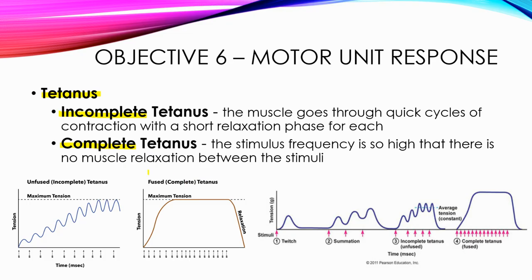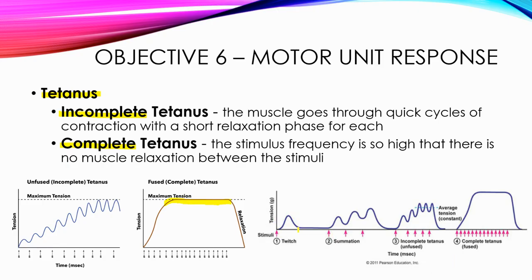Now, when the stimulus frequency is super high, then the muscle doesn't even have time to relax at all. And so this is where we get complete tetanus. And this actually allows for smooth, efficient movement. Okay, so you have a high frequency stimulus, and so there's not even any time to relax at all. And notice we are at that max tension. Okay, so all of these go along with that summation.